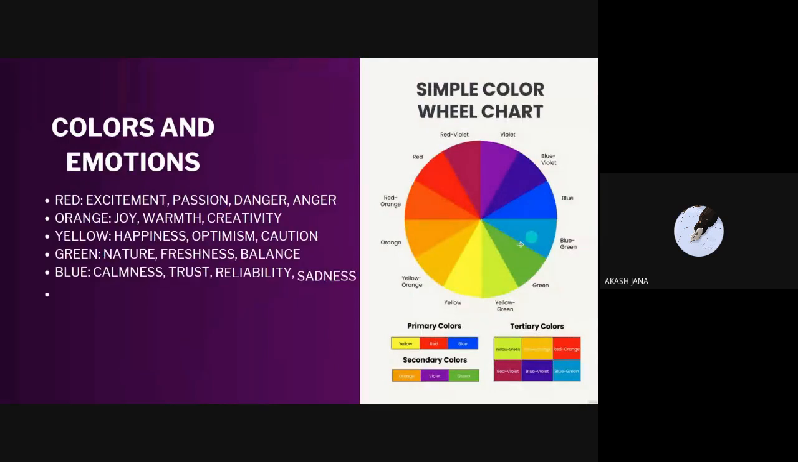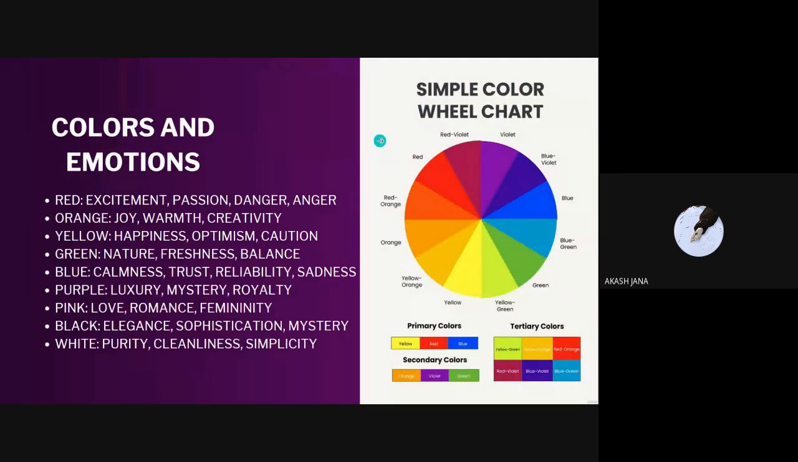Now here is the color wheel, and we will learn about some colors and the emotions behind them. If we see red, it's for excitement, passion, danger, and anger. Then comes orange, that's for joy, warmth, or creativity. Then comes yellow: happiness, optimism, caution. Then comes green: nature, freshness, and balance.